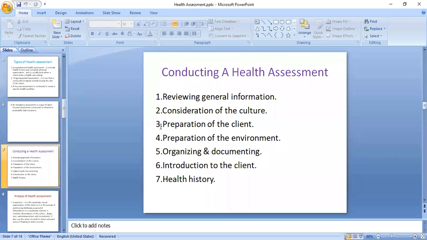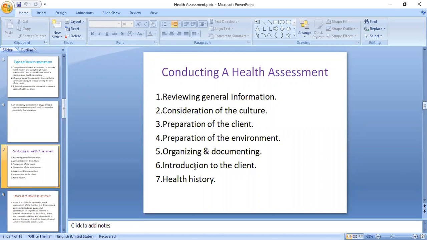The client should open up. The client should talk, so the nurse should convince them to talk. Then organizing and documenting. After collecting all the information, we have to organize properly and document all the information we have collected.